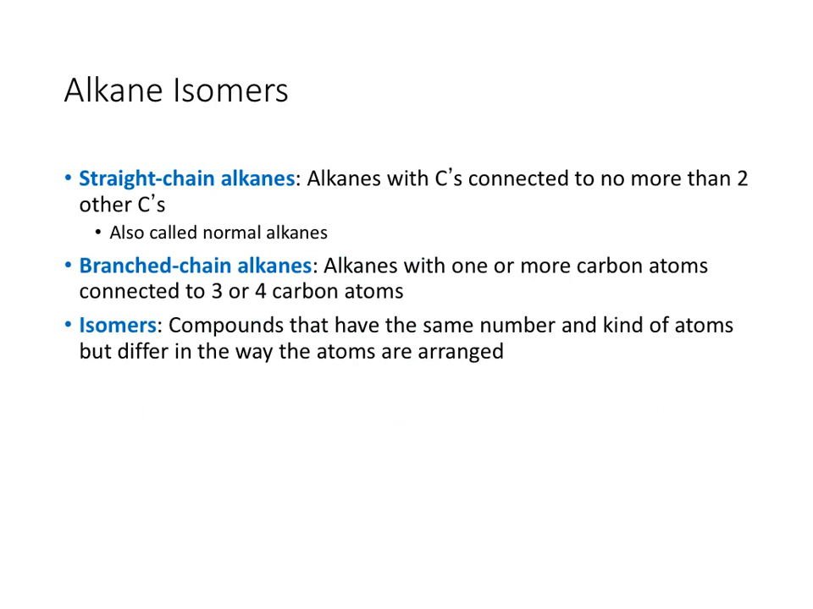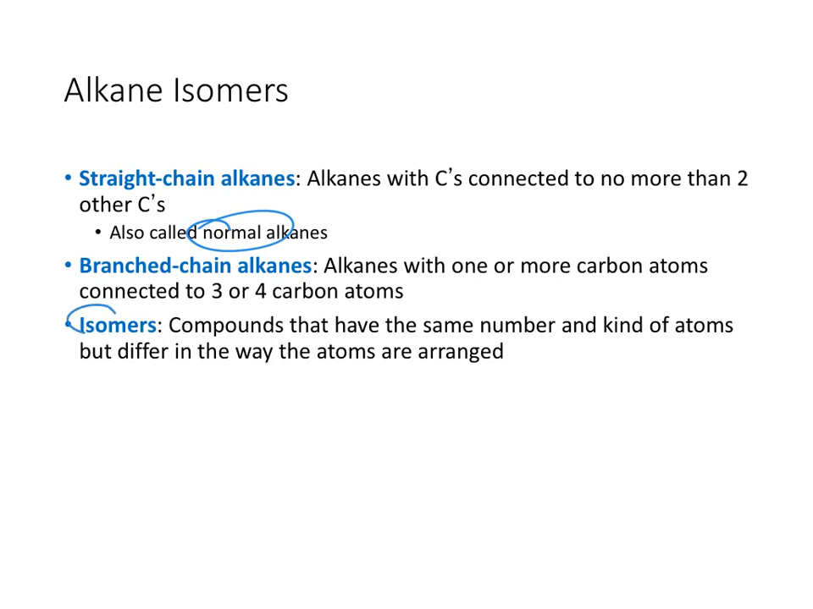There are straight chain alkanes, which are just alkanes with the carbons connected to no more than 2 other carbons. Sometimes you'll see these called normal alkanes. There are branch chain alkanes, where you have alkanes with 1 or more carbon atoms connected to 3 or 4 carbon atoms. And sometimes you have isomers that are straight chain alkanes and branch chain alkanes.